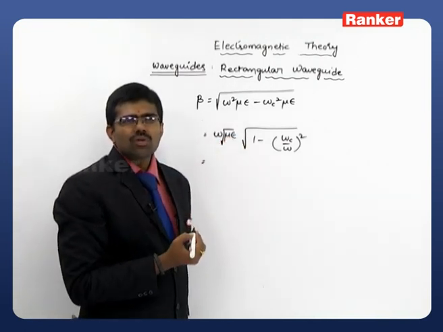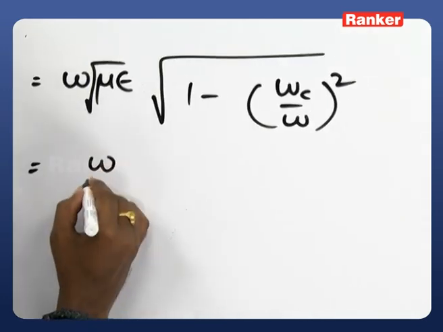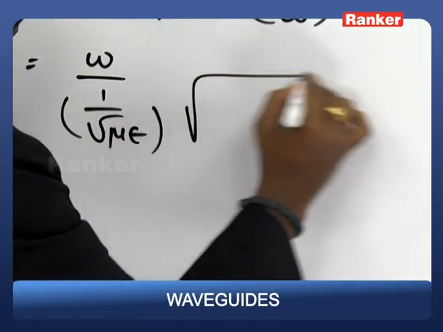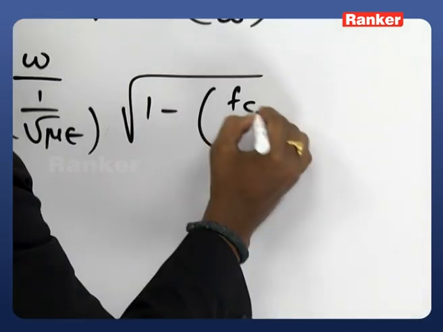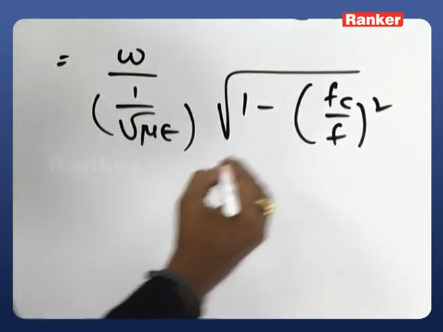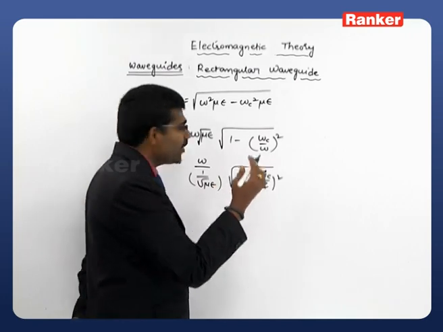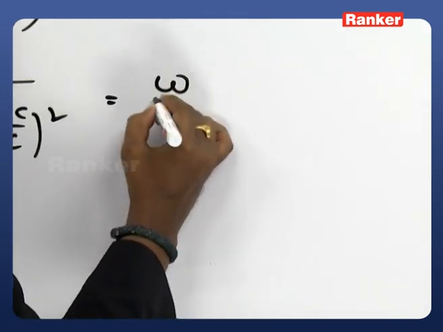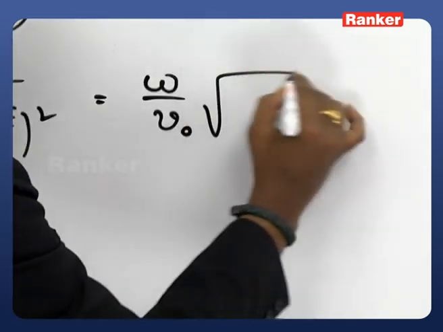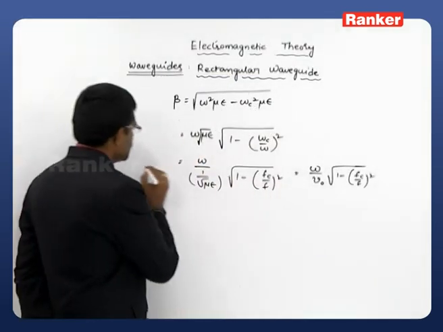1 divided by square root of mu epsilon is the velocity. So I will write this as 1 divided by square root of mu epsilon, under the square root of (fc by f) whole square. So this can be replaced with phase velocity. 1 divided by square root of mu epsilon is nothing but the wave velocity. So this can be written as omega by v naught, the wave velocity, times the square root of 1 minus (fc by f) whole square, which is nothing but our beta.